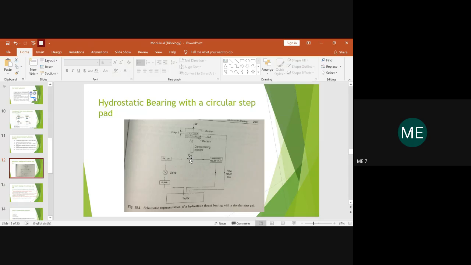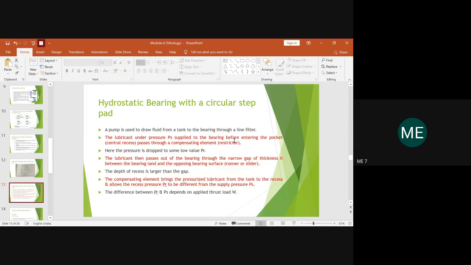Hence, if they ask you to determine the pressure of the oil before entering the recess, you should identify that it is P suffix S and it is not P suffix R. That's why I'm stressing this.